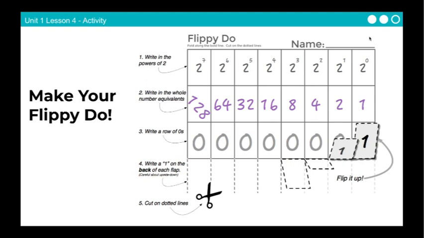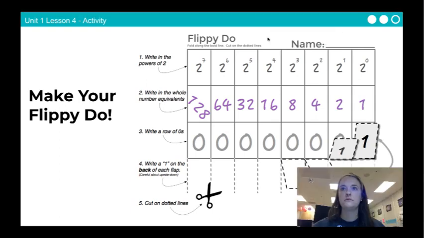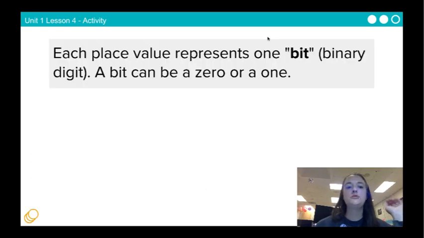You will use a plain piece of paper, you'll need scissors, and then you'll need something to write with. So each place value represents 1 bit, which is short for binary digit. If you combine the B from binary and the IT from digit, you would get bit. A binary digit can be a 0 or a 1.